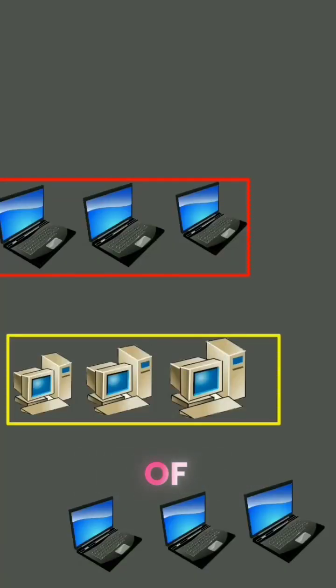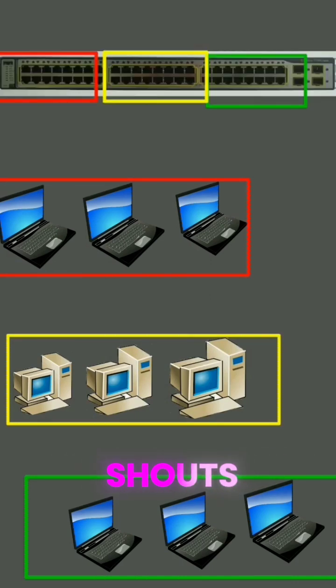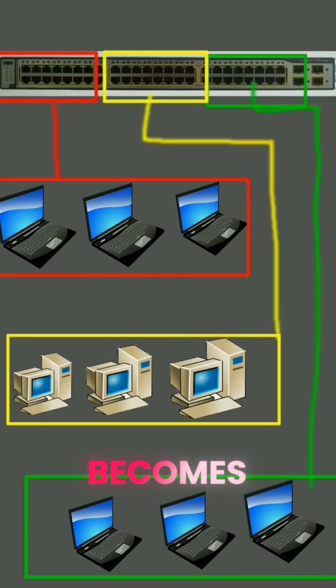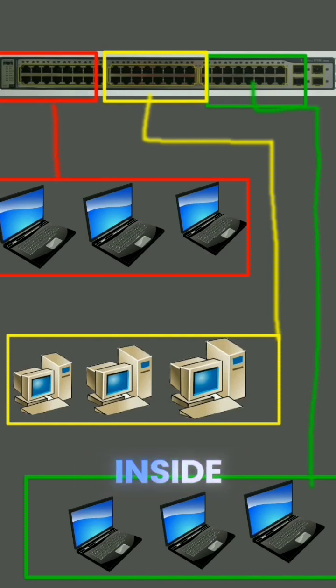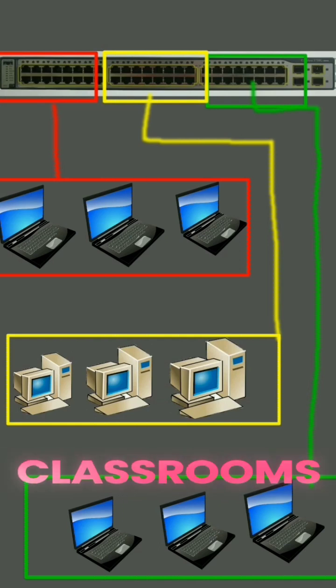For instance, imagine a school with a large hall full of students. If someone shouts, everyone hears it. It becomes noisy and difficult to manage. VLAN, which is Virtual Local Area Network, is like placing walls inside that hall to create separate classrooms. Even though everyone is in the same building, each group is separated and only communicates with members of its own VLAN.